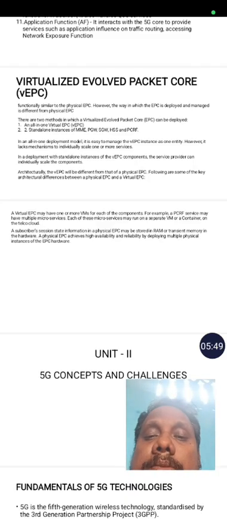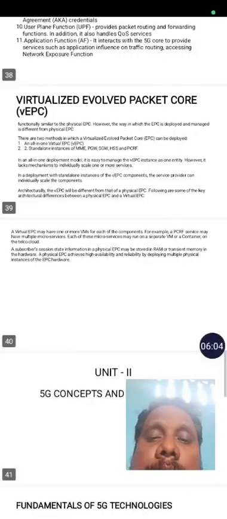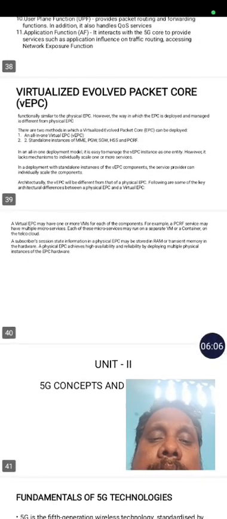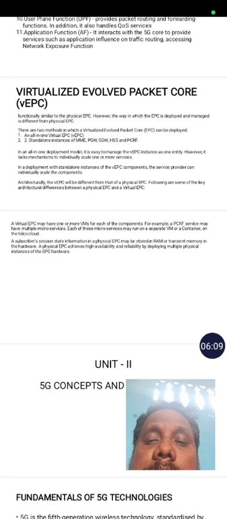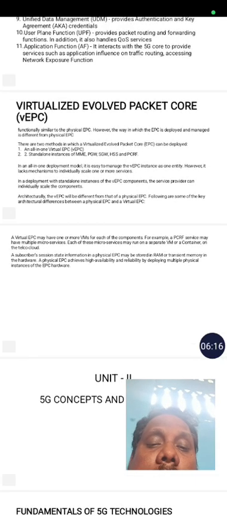Architecturally, the virtual EPC will be different from the physical EPC. Some of the key architectural differences between physical and virtual EPC are: a virtual EPC may have one or more VMs for each of the components. For example, PCRF services may have multiple microservices. Each of the microservices may run on a separate VM or a container on the cloud.